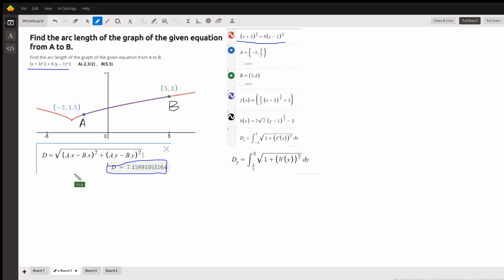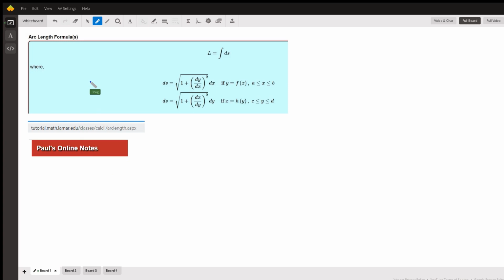But if you're going to find the arc length between 2 points on a curve, these are the formulas. You have a choice of using dy/dx or dx/dy in this formula. If you get the y by itself or the x by itself, that gives you your two choices.